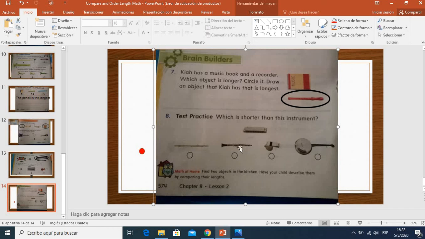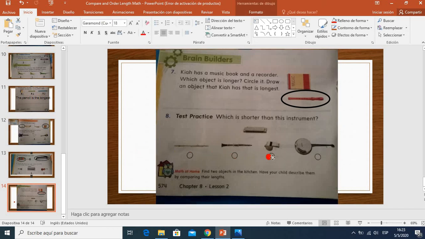Did you say the clarinet? Wrong. Did you say the banjo? Wrong. Did you say the flute? Wrong. Did you say the whistle? Excellent!